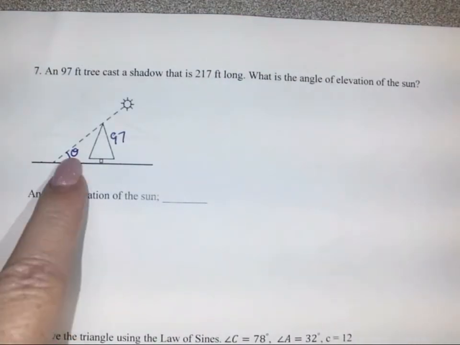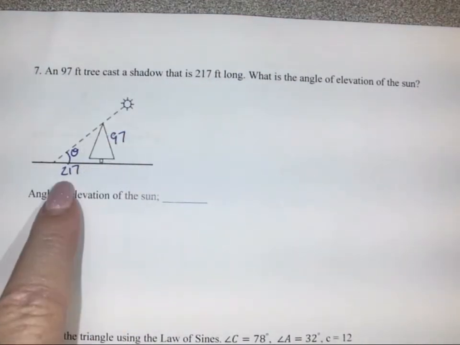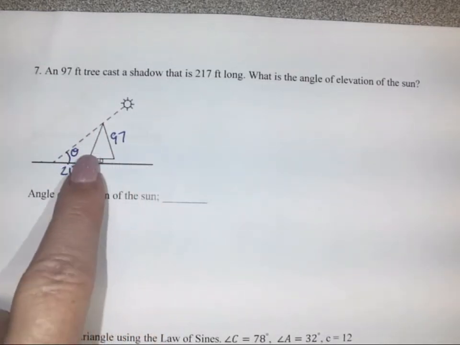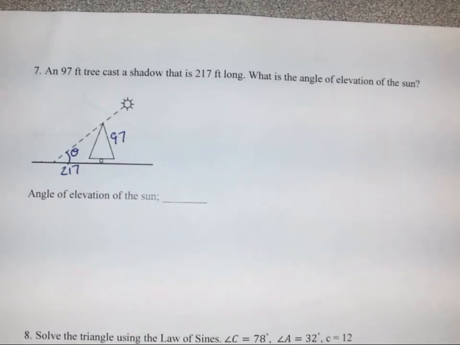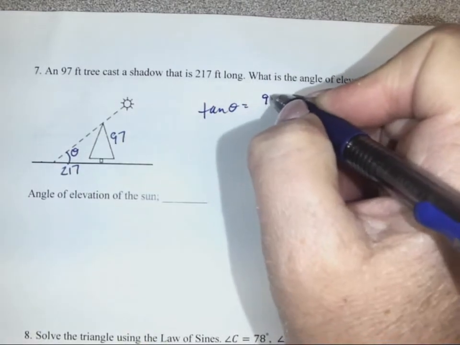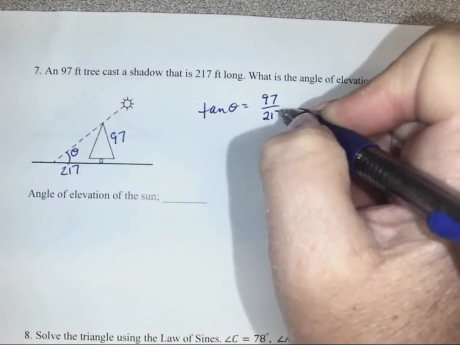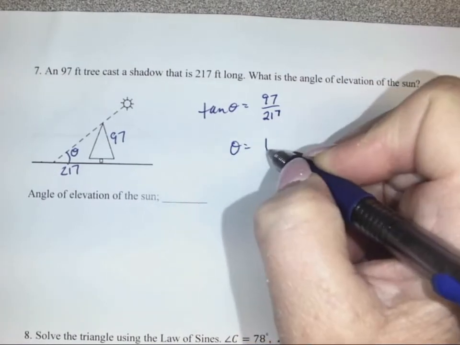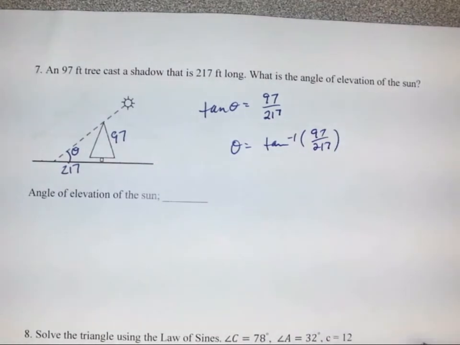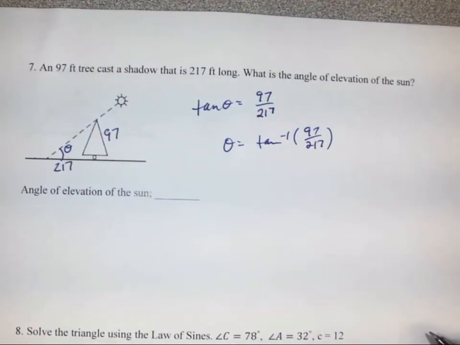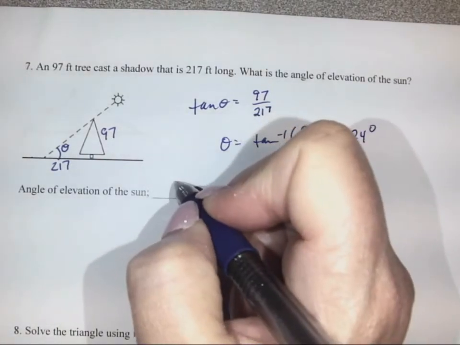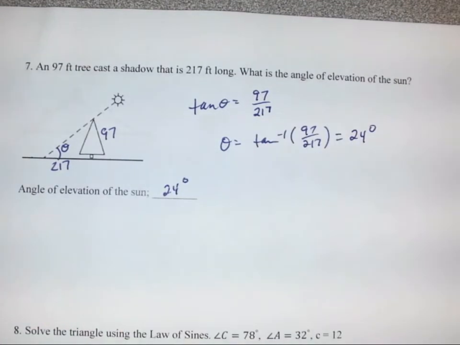So with theta, we have the opposite and the adjacent. This is our hypotenuse because we're again assuming that our tree is growing perpendicular to the ground. So we can do tangent theta. It would be the opposite over the adjacent. So theta would be equal to the tangent inverse of 97 over 217. And we want to be in degree mode because we want to get out a degree. And that will get us 24 degrees. So this will be 24 degrees.